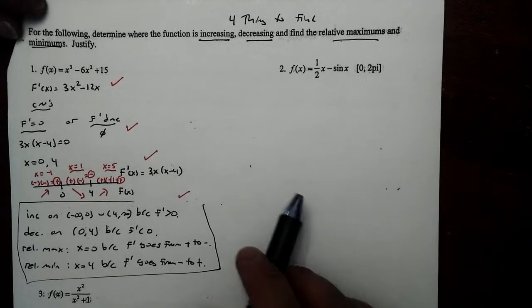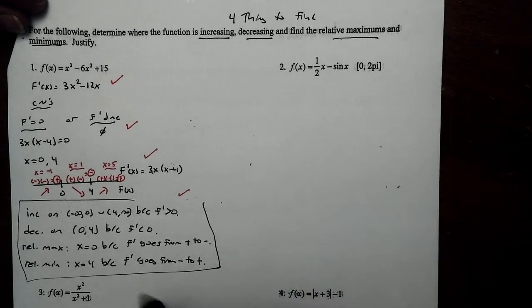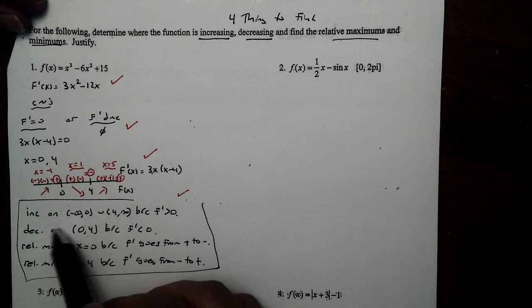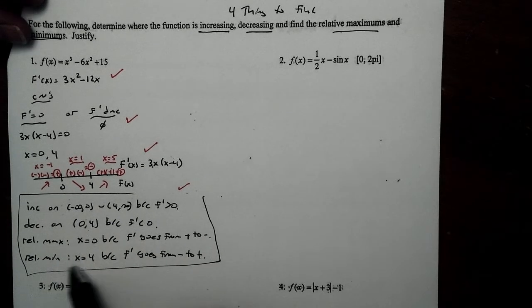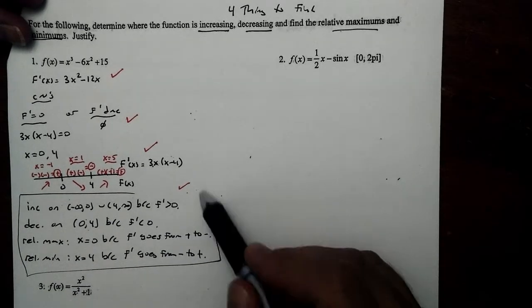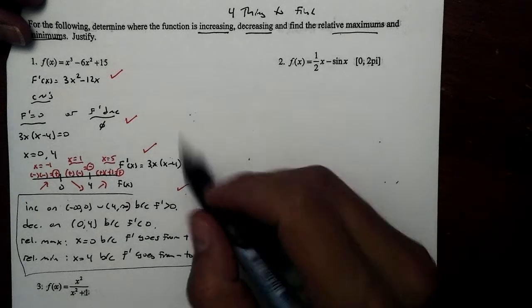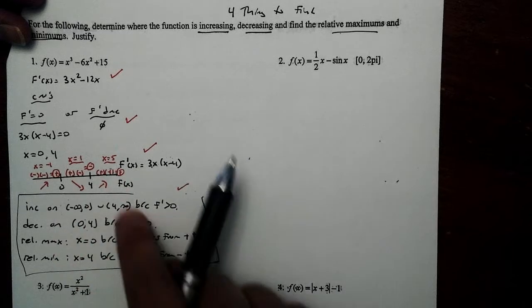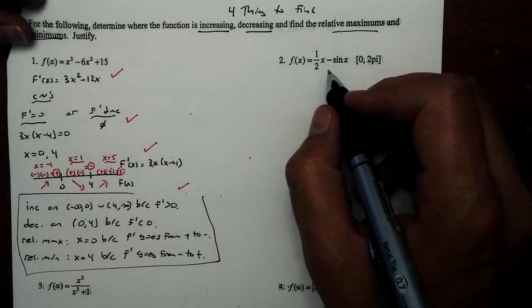Now in the last video we ended up discussing how we can use the sign test to determine where a function is increasing, decreasing, and where we have relative max and relative min. Don't forget the justifications. The one thing we are looking for is make sure you have a little sign chart or a way to tell how you got your answer. So let's go and take a look at number 2.